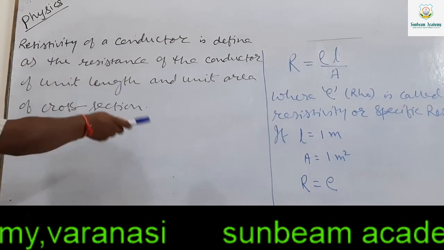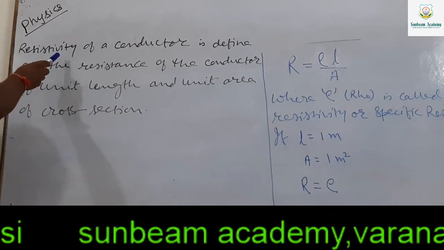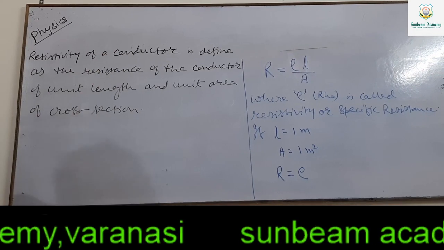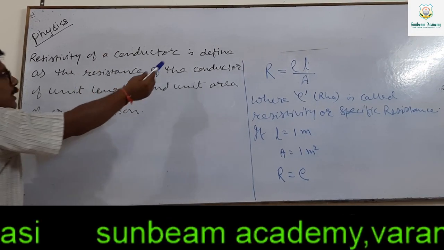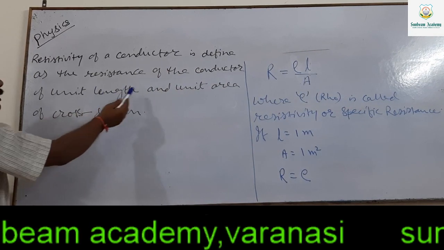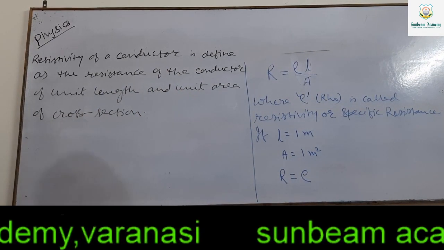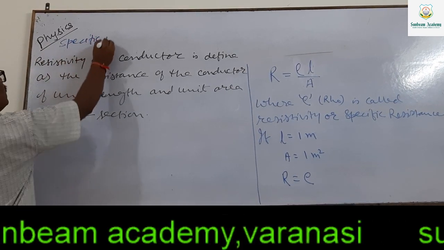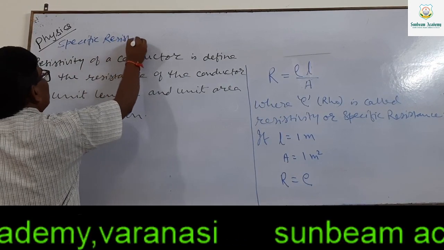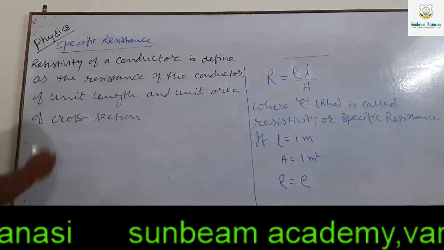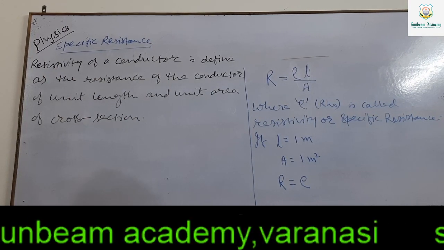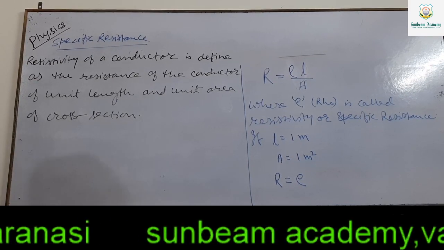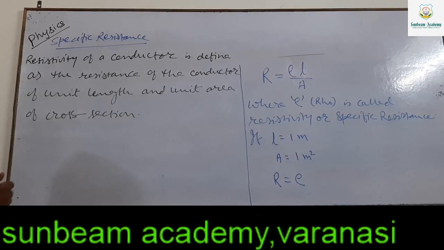Now, as I have told you, resistivity or specific resistance of a conductor is defined as the resistance of the conductor of unit length and unit area of cross section. You can write the specific resistance also. Specific resistance or resistivity of a conductor is defined as the resistance of the conductor of unit length and unit area of cross section.